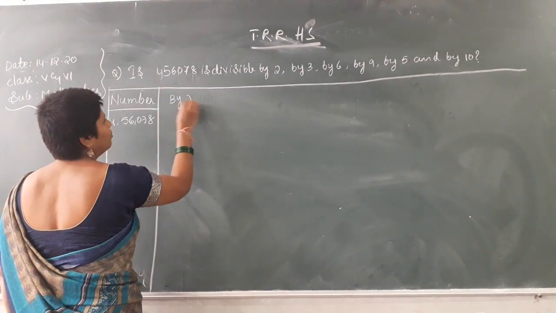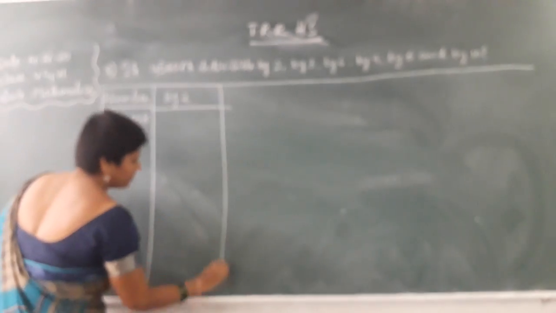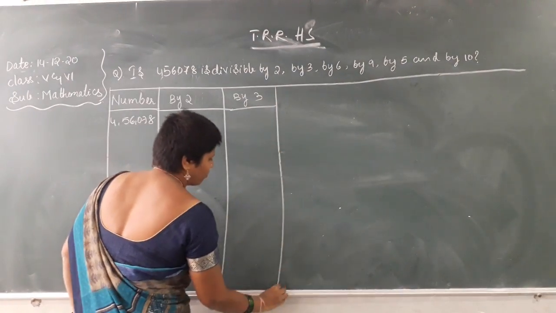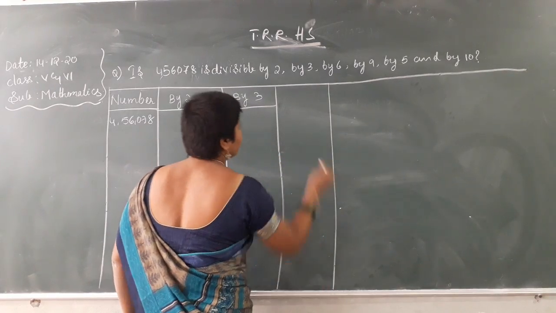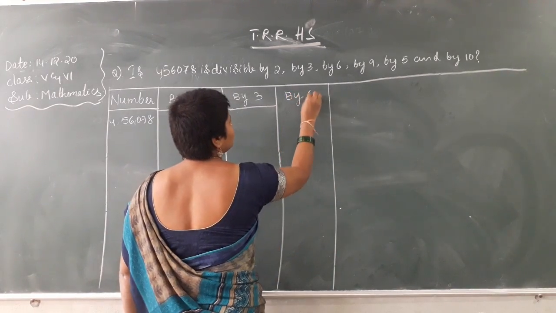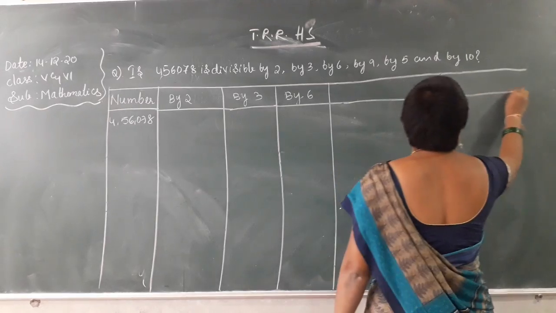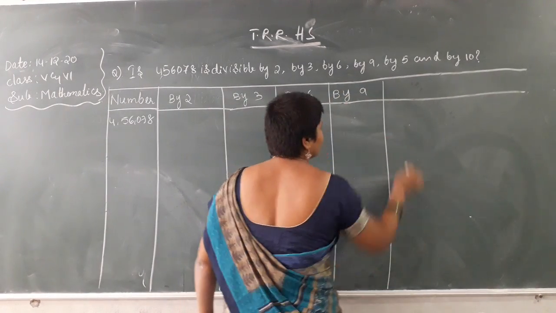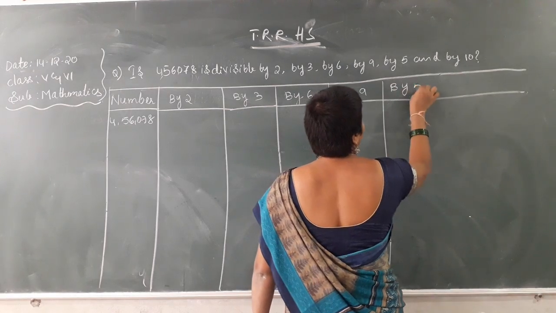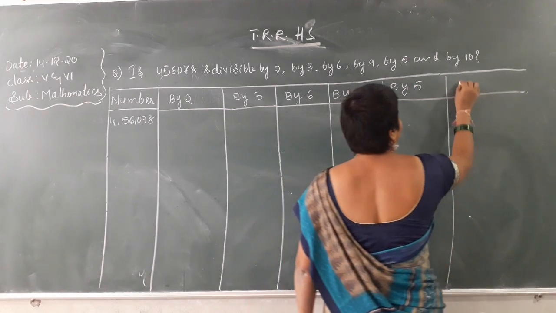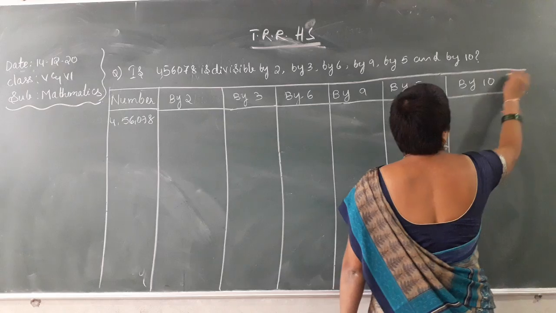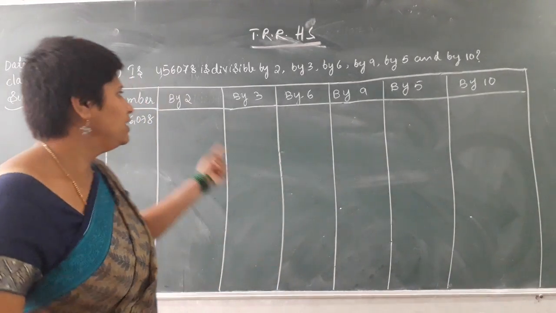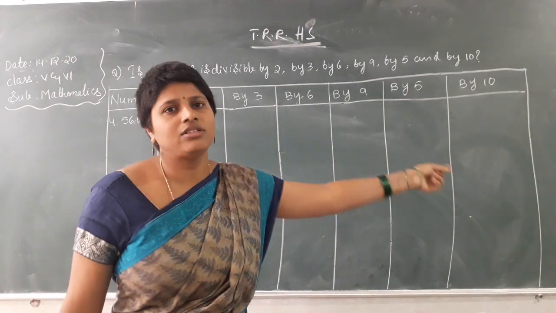Now you write. Divisibility by 2. By 3. By 6. By 9. By 5 and by 10. Now I want to check whether this number is divisible by all of these or not.